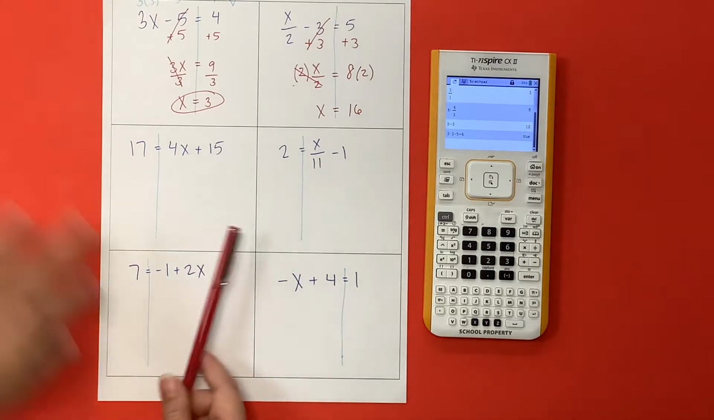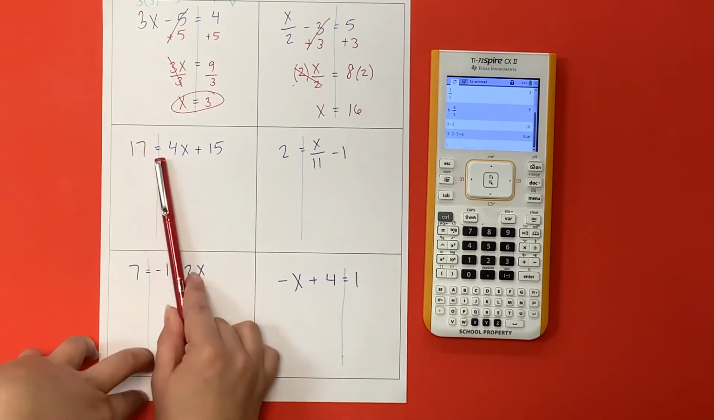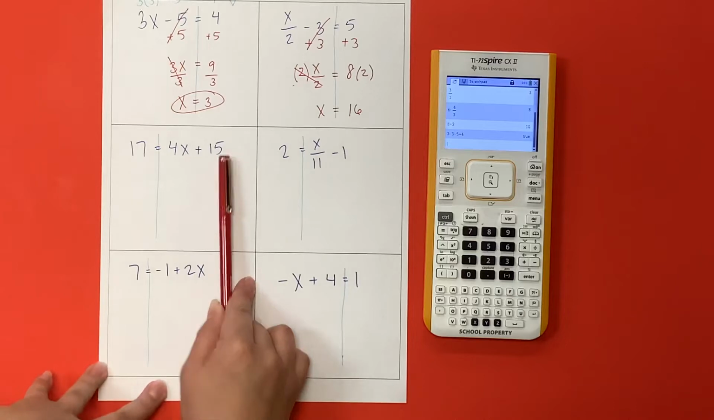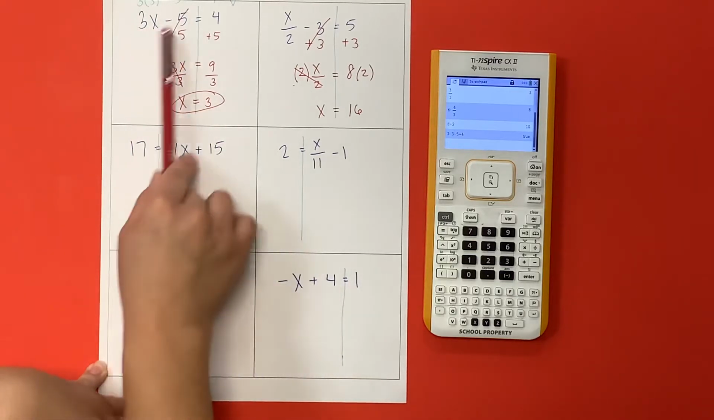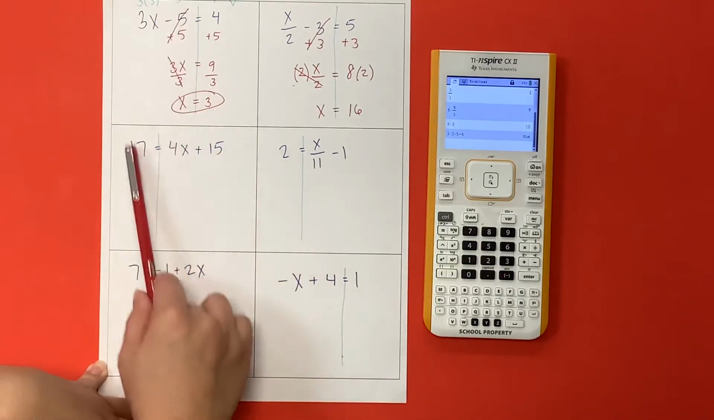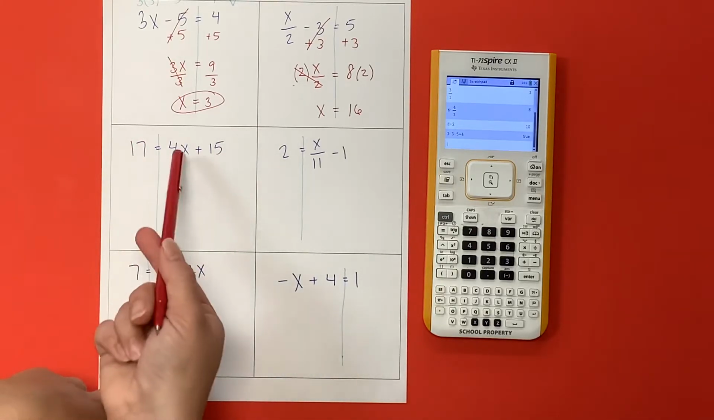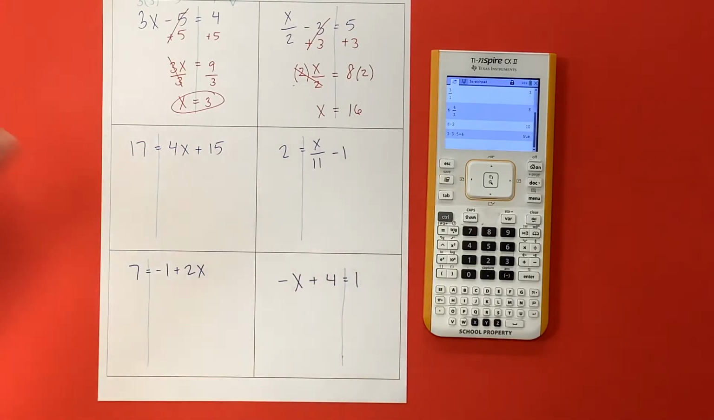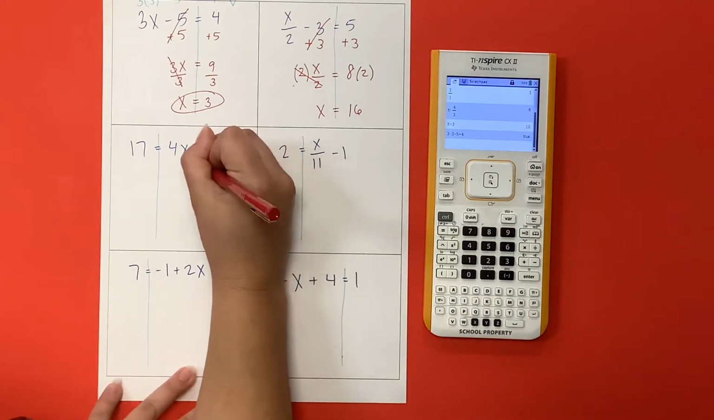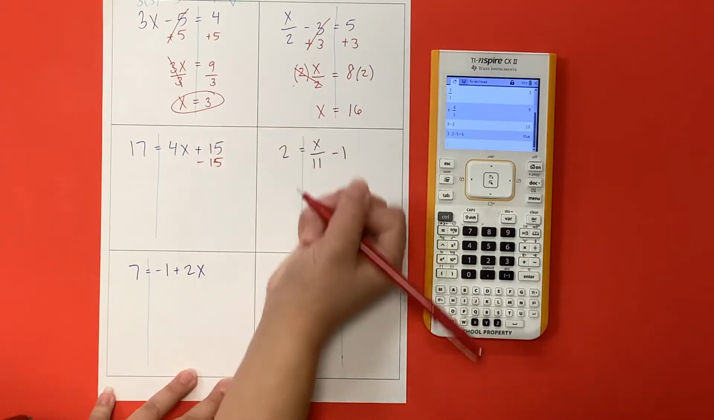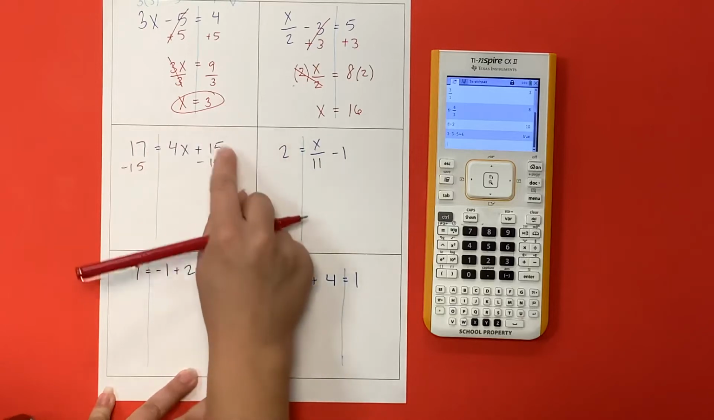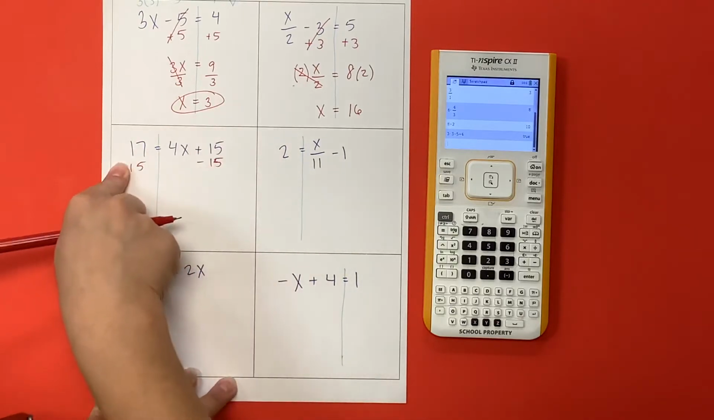All right, let's move on to the next one. We have 17 equals 4x plus 15. This is a little different because we were used to the variable being on the first side of the equation. It does not matter. It can switch sides. It is okay. We work it the same way. We're just going to say minus 15 on both sides. We kind of start over here and work our way this way instead.